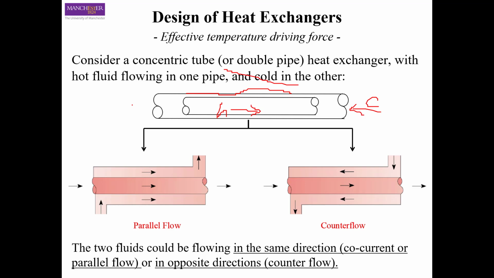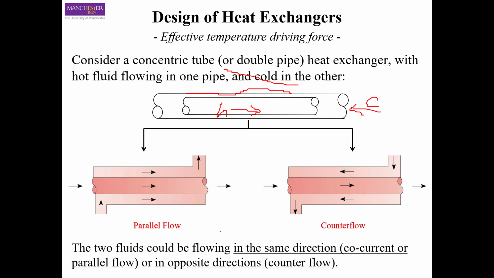So if you look at this flow situation, for example, we can have either a parallel system in which the two fluids are flowing in the same direction. So the shell fluid is going in this direction, and so is the fluid in the tube. This kind of arrangement is called parallel flow or co-current flow arrangement.